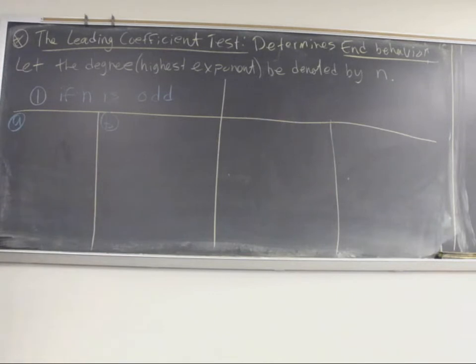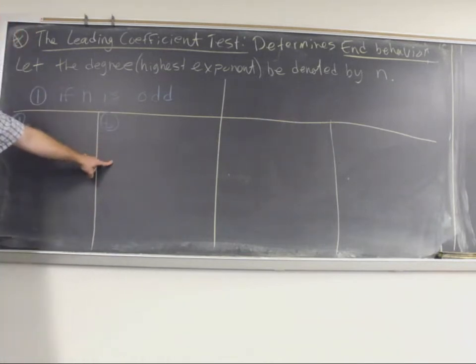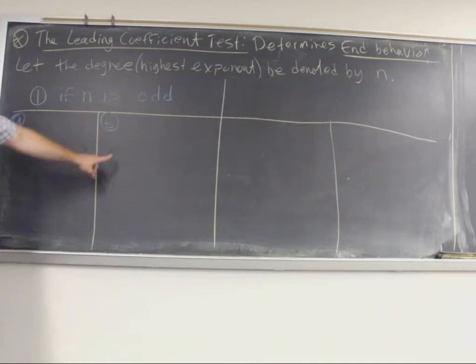So we've already determined that our n is odd, so the only thing left to determine now is the LC. That's what the leading coefficient test is. You determine if the n is odd, and then now we need to look at the leading coefficient and determine if it is positive or negative.